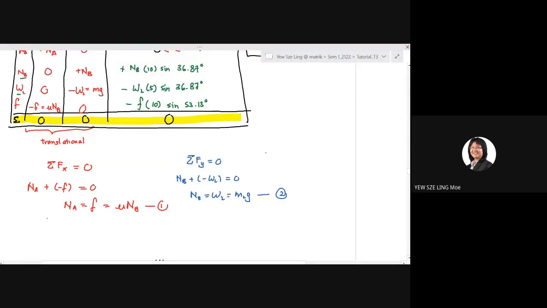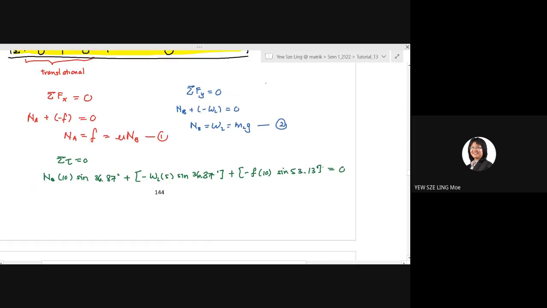So for torque, again, we have the summation of torque equals 0. According to the table, I have NB times 10 sine 36.87 degrees plus negative WL times 5 sine 36.87 degrees plus negative F times 10 sine 53.13 degrees equals 0. So this is the information that I have. This would be my third equation.